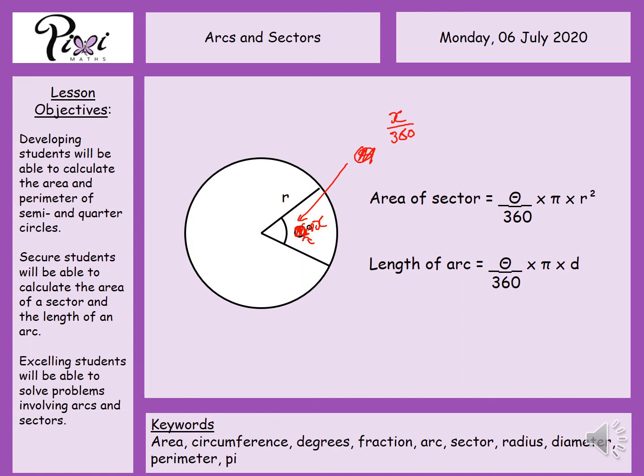So our general rule, if we've got a sector, we do x divided by 360, and then times by, if we're doing the area, the area of the full shape, which is pi r squared. If we're doing the arc length, we do x over 360, which is the fraction, times by pi times diameter. That is because this is the circumference of the full shape, this is the area of the full shape. So we're just working out what fraction we've got and then timesing that by the full amount.